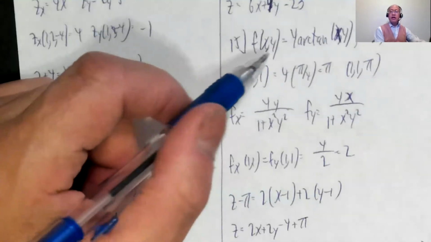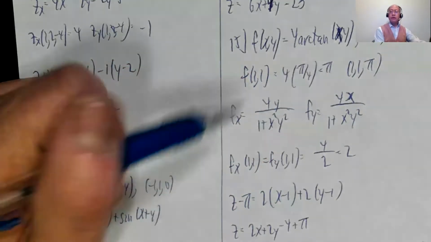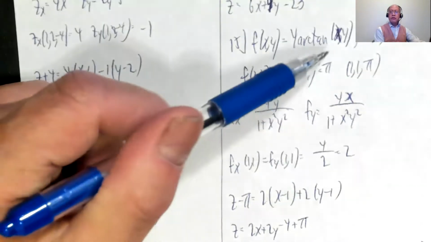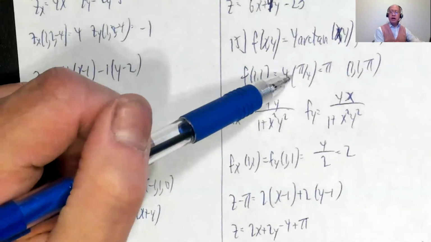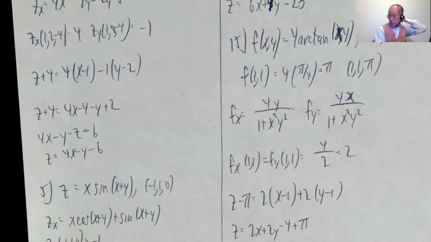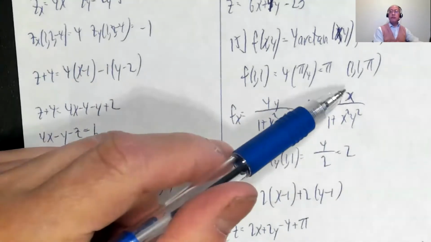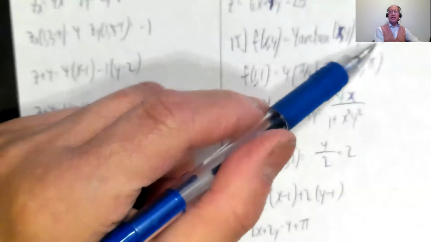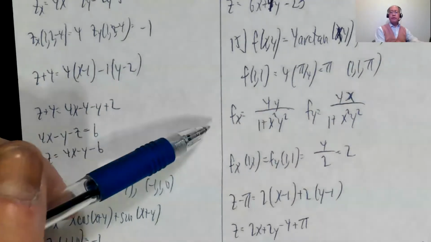15, f of (x, y) is 4 arctan xy at the point (1, 1). I plug in 1, 1. Arctangent of 1 is pi over 4. 4 times pi over 4 is pi. So the ordered triple is (1, 1, pi). Notice again, they did not give me the z. Just plug in to figure it out.